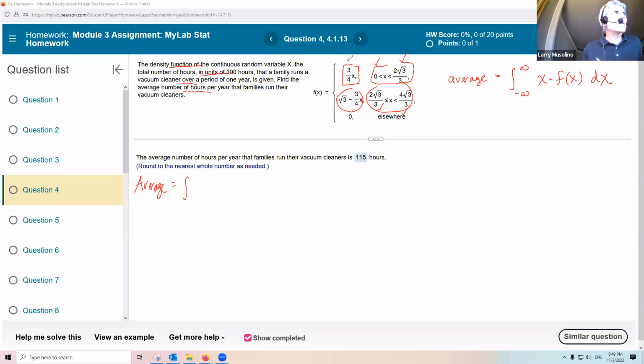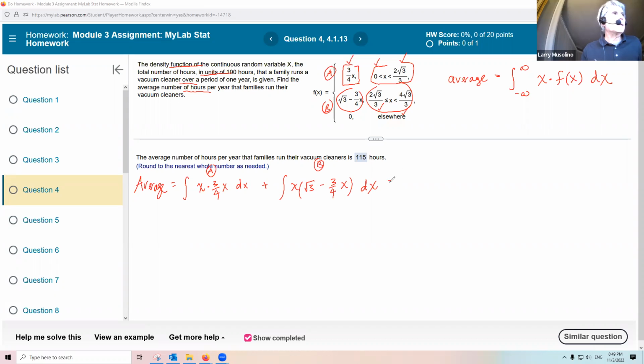So for this part of the function here, let's call this part A and part B. For part A of the function, we're going to take the integral of x times 3/4 x dx. And then for part B, it's going to be the integral of x times the square root of 3 minus 3/4 x dx.